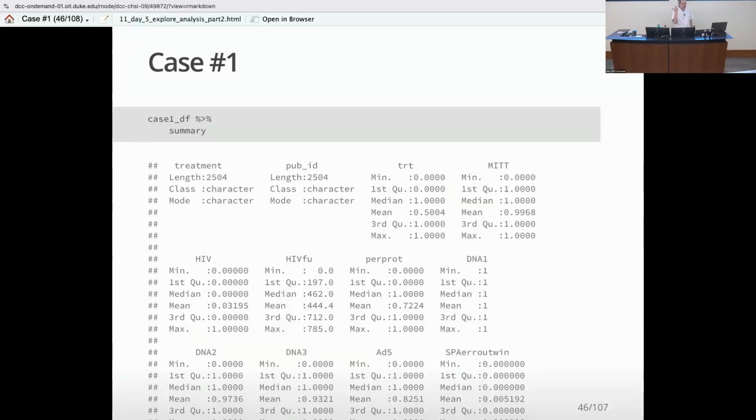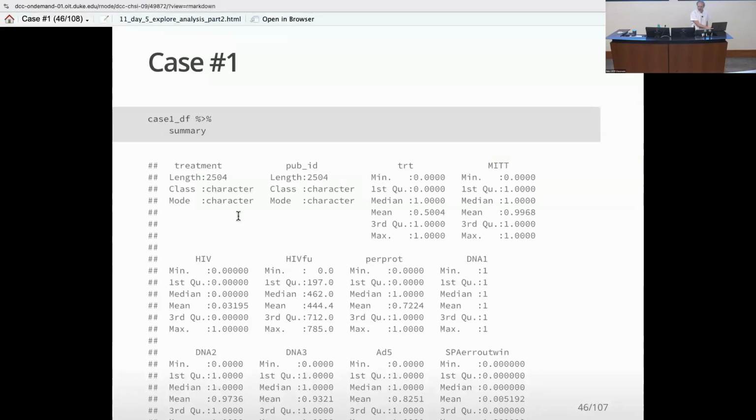We've loaded in the case one data. And here, if you have a data frame that you've loaded in and you run the summary function on it, the base R function, it'll try and summarize the data in a way that's meaningful. And we can look at some information here. For example, treatment is one of the variables.